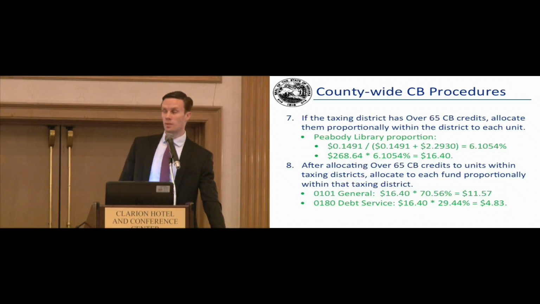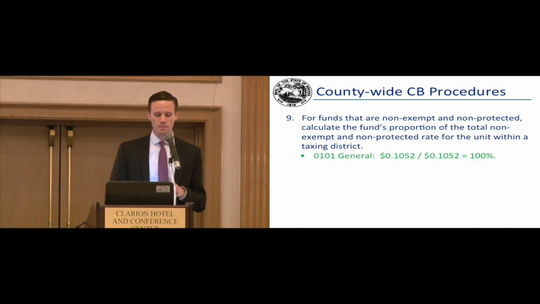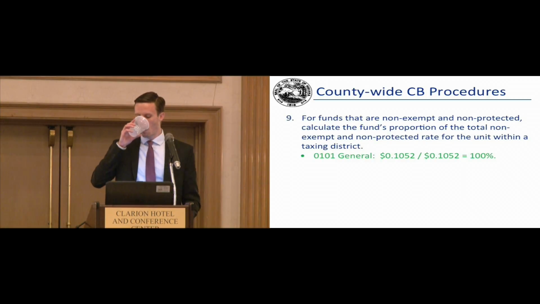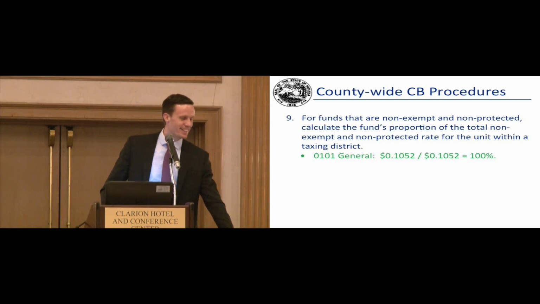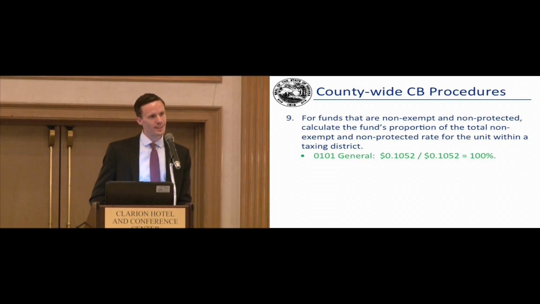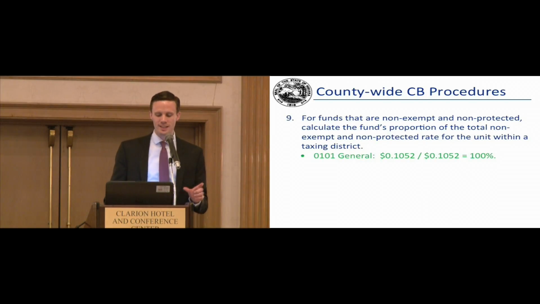Okay, so we've talked about the over 65 credit. Now we're going to go back to thinking about the bucket circuit breaker credits, the 1%, 2%, and 3%. So I've almost cheated by choosing an easy taxing unit because I chose one that has one non-exempt, non-protected fund. You could do the same for a taxing unit that had 2 or 10 or whatever. The math's going to be the same.